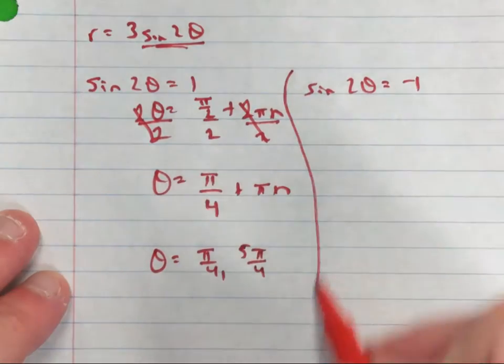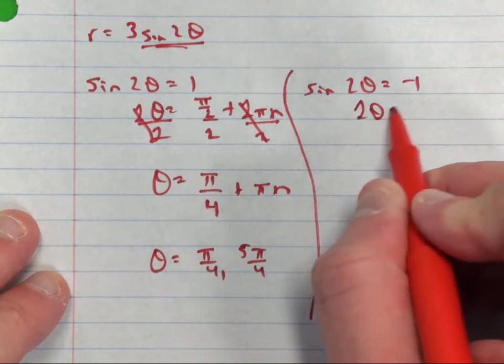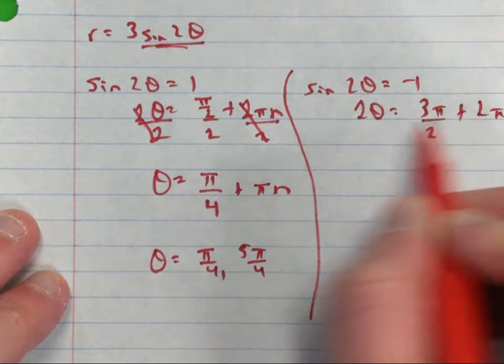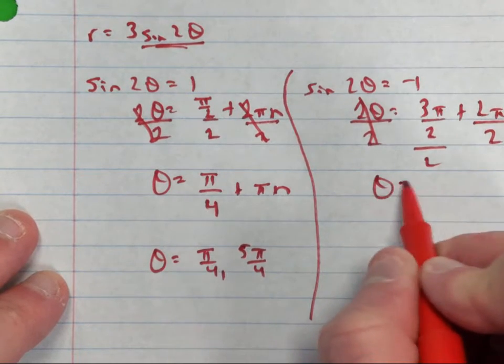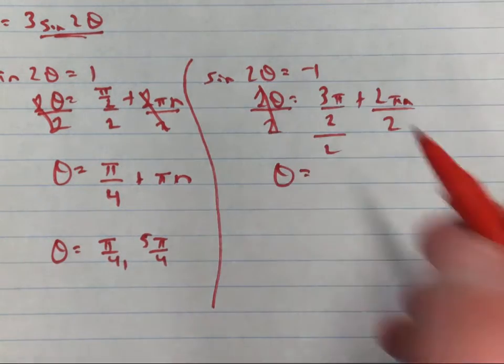Okay, now go to the other equation. What sine value gives me a value of negative 1? 3 pi over 2. Very good. Now I'm going to divide everything by what? When I say 3 pi over 2 divided by 2, that gives me what?